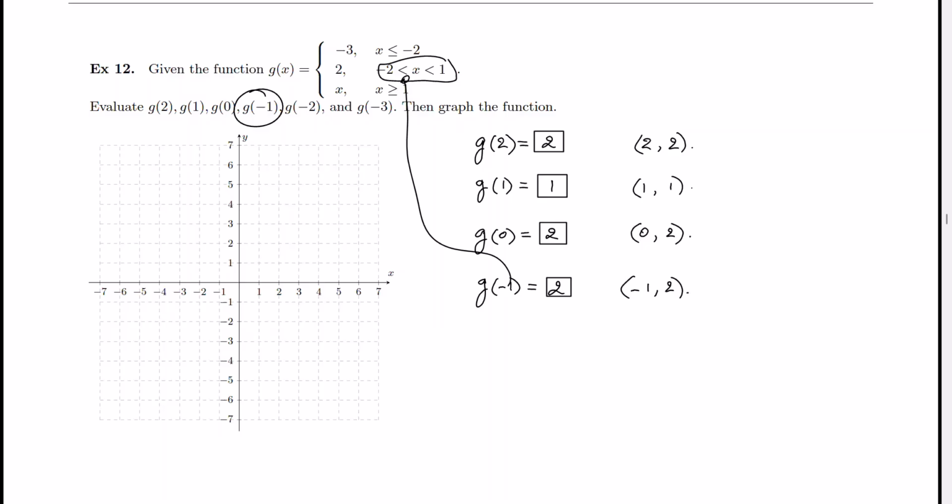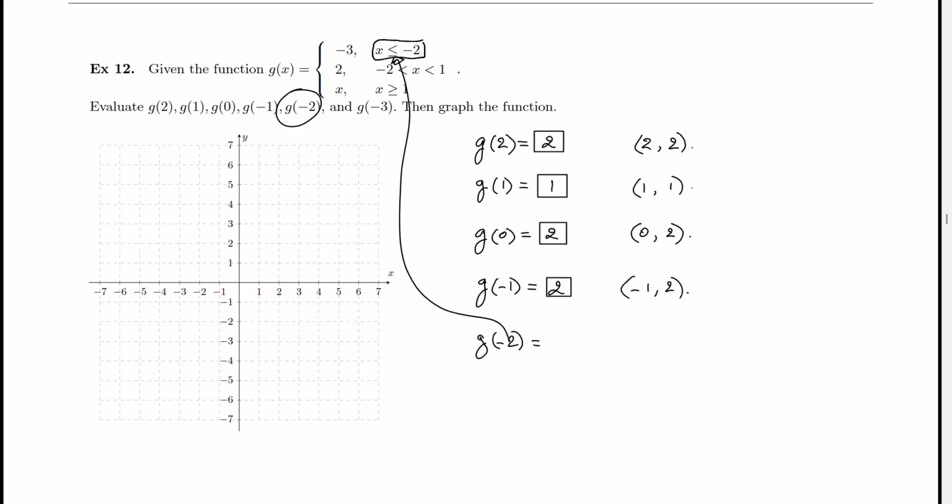Okay, so what's next? Next we have g of -2. So when x is -2, which equation should I use? When x is equal to -2, the equation satisfies this first inequality. So therefore, my output is always -3. So when the input is -2, the output is going to be -3.